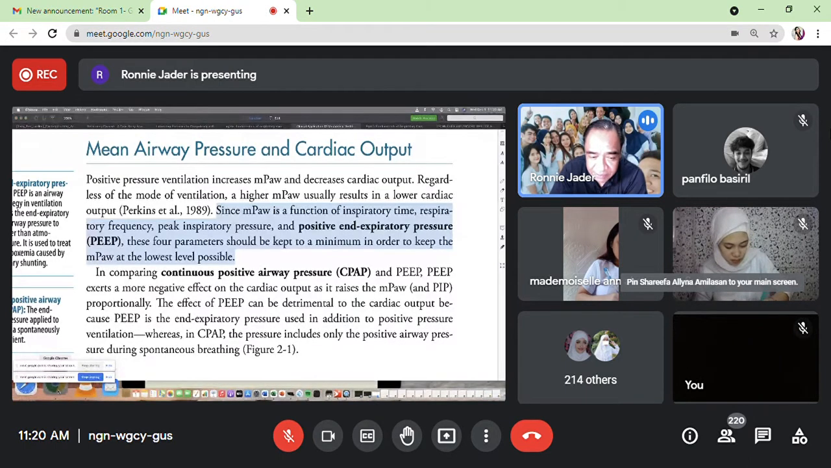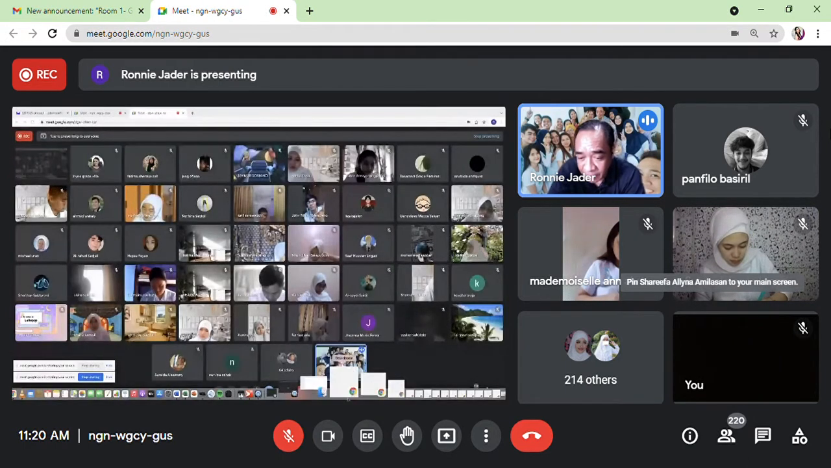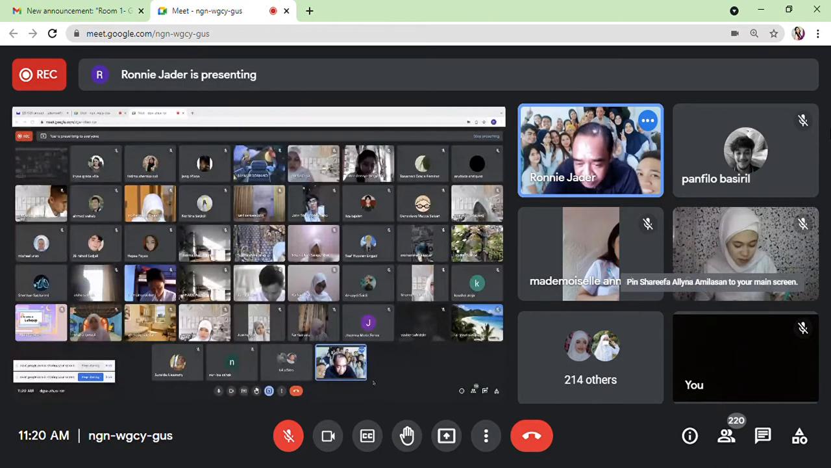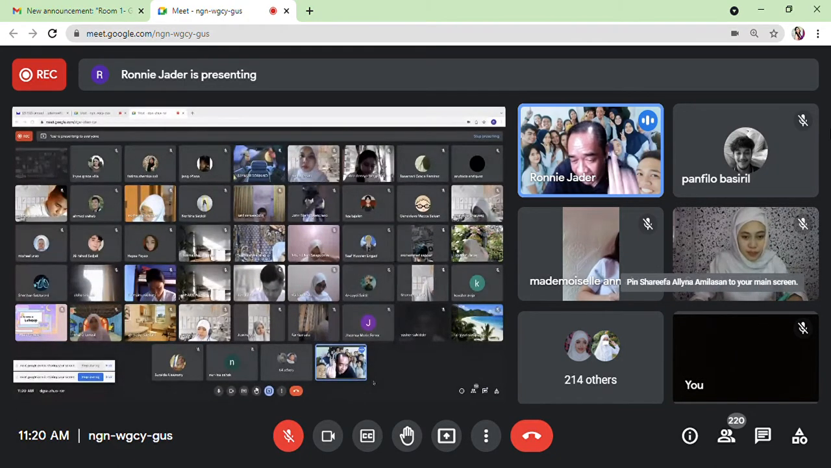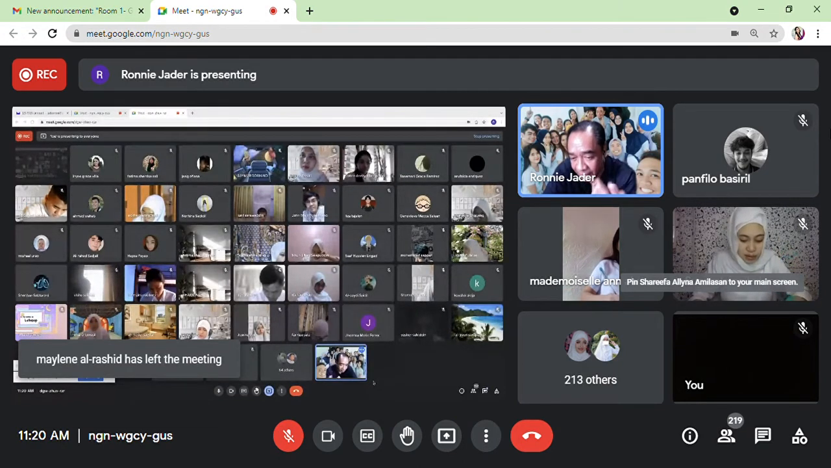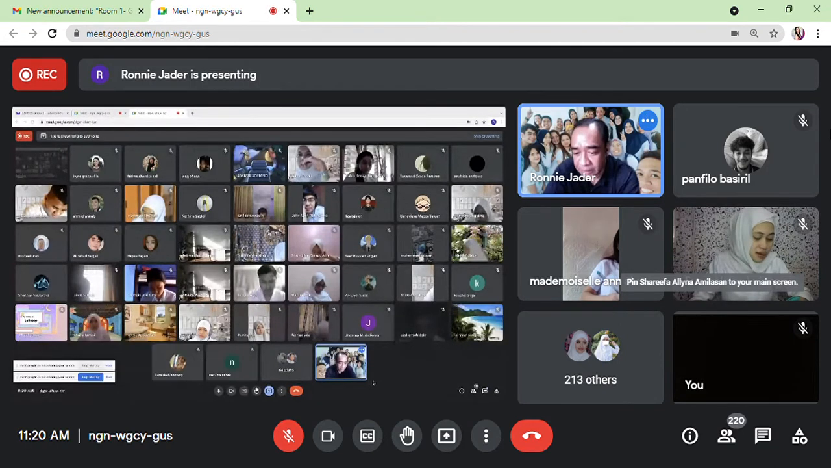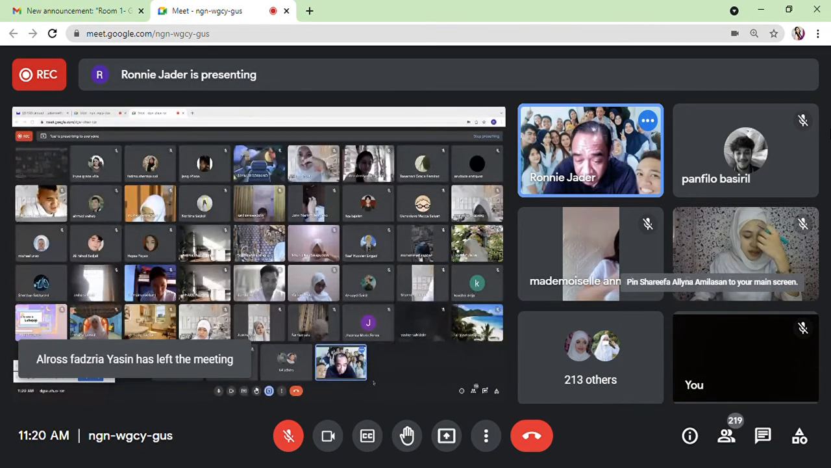So what does it mean? So, 4 ang pwedeng magpabago ng ating mean airway pressure. Inspiratory time, back-up rate, frequency, peak pressure, saka yung PEEP. Naka-highlight yung PEEP. Ano ibig sabihin nun? Pinakamalaking factor yung PEEP. Kaya kung meron tayong PEEP, remember this, ano? Pag tayo magbibigay ng PEEP, sir, kapag merong refractory hypoxemia.